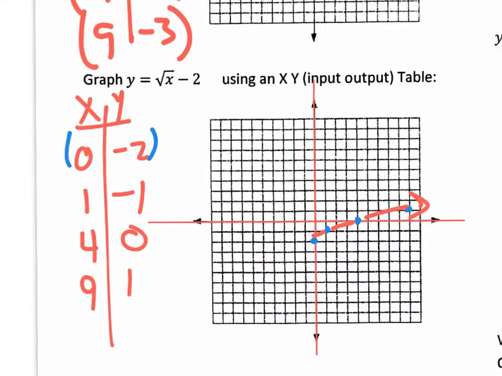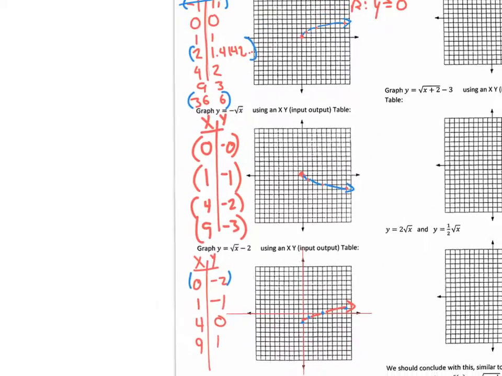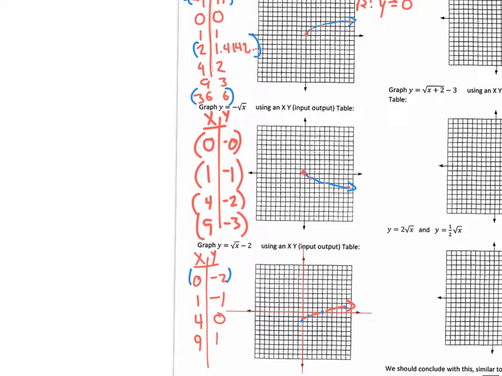So if we compare this one to the original parent graph, what difference is there? It's been translated down 2 units. That's exactly right. It got shifted down 2 units. The correct word in mathematics is translated down 2 units. So this exact curve that started at 0, 0 and went up in this direction just got shifted down 2 units, and it shoots off in that same exact direction. It's the same exact curve.